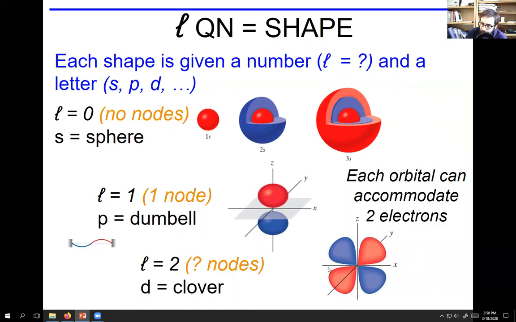I put a question mark here, but they have two nodes. I was going to ask you in class, but they have two nodes, okay? Both planar nodes. All right.